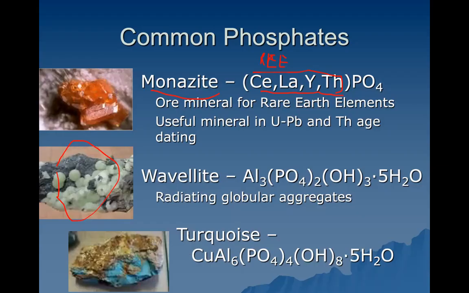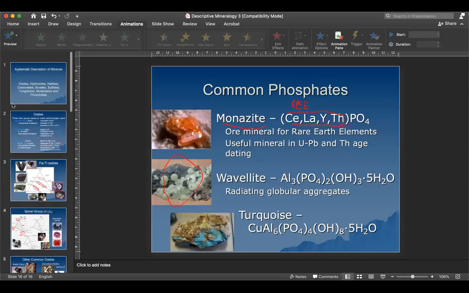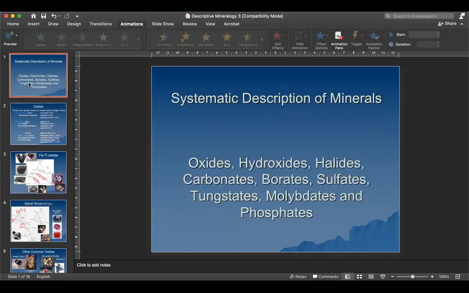Okay, so far we considered some groups of minerals which are found rarely as industrial minerals. But oxides are there anyway. It's not rare. Like silicates, even these oxides might be found. So you have hydroxides, halides, carbonates, borates, sulfates, tungstates, molybdates, and phosphates.